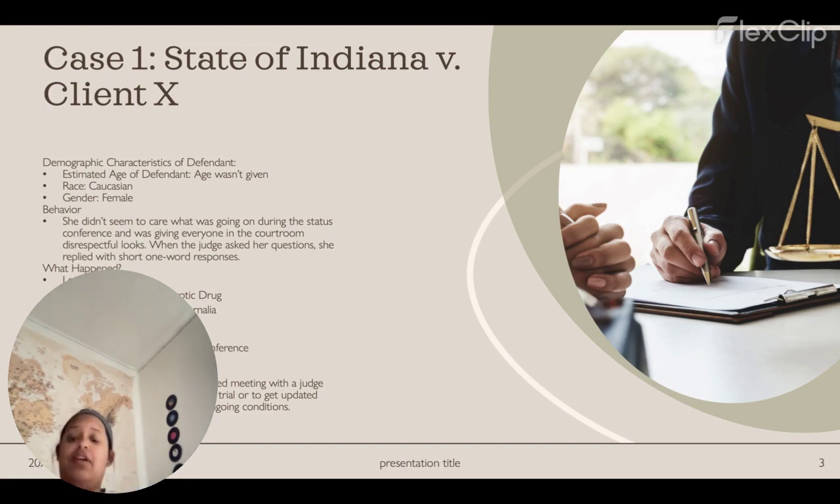Her behavior: she didn't really seem to care what was going on during the status conference and was giving everyone in the courtroom disrespectful looks. When the judge asked her questions, she replied with short one-word responses. For example, during the observation, the judge asked her if she knew what she was charged with, and she just answered, "Yep," and rolled her eyes at the judge, showing that she had little to no respect for the judge.